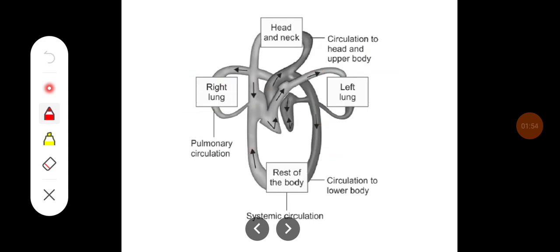So this diagram shows the systemic circulation and the pulmonary circulation. From the heart, the blood goes to the systemic circulation, and from the systemic circulation it reaches the right ventricle, and from the right ventricle it goes to the pulmonary circulation, that is the right or left lung. Then the oxygenated blood goes to the left ventricle through the left atrium. From there the blood is pumped to the aorta to go to the systemic circulation.